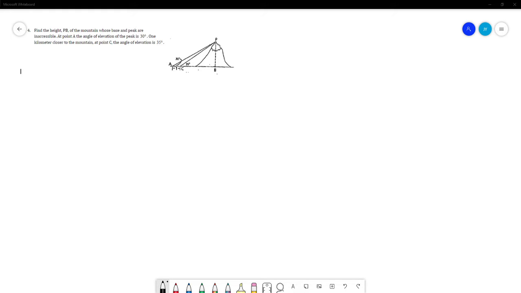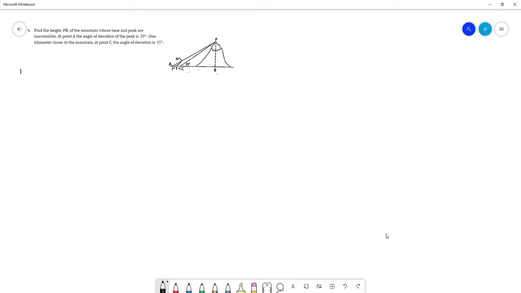We're going to be discussing how to solve trigonometry application word problems with two angles of elevation or depression, with only one known side. So let's read this problem out. Find the height PB of the mountain whose base and peak are inaccessible. At point A, the angle of elevation of the peak is 30. At point C, 1 kilometer closer to the mountain, the angle of elevation is 35.